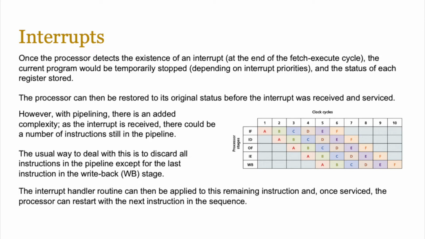And after that, you'd probably put S in all of those. So the instruction fetch stage in 6 will be S. Then in 7, that will be the ID stage. In 8, that will be the OF stage. And in 9, it'll be the IE stage. And in 10, it will be the write-back stage. So once the interrupt handler routine services the interrupt, the processor can then reload all of those remaining instructions back from the registers into the pipeline.